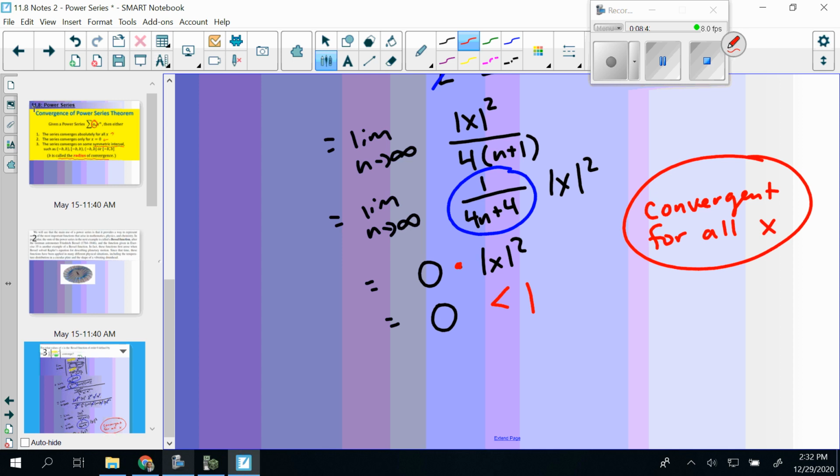Or recall from a previous video, we could also write that as x is in the group of negative infinity to infinity, so all numbers.